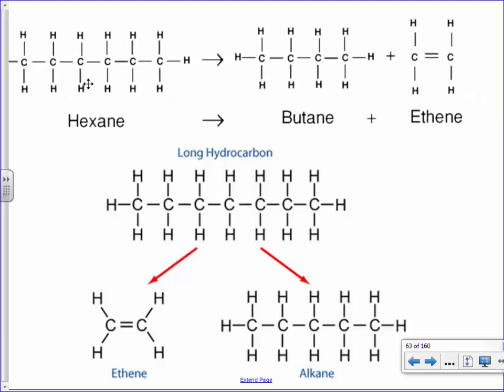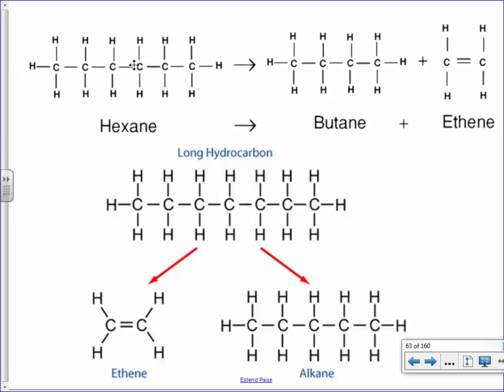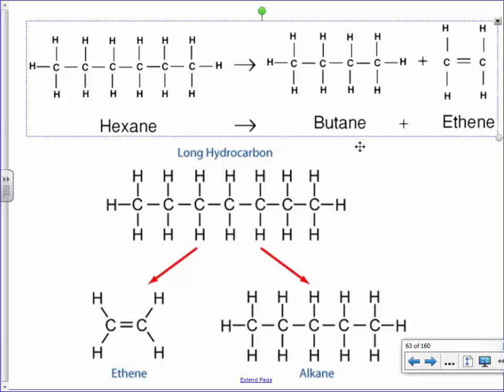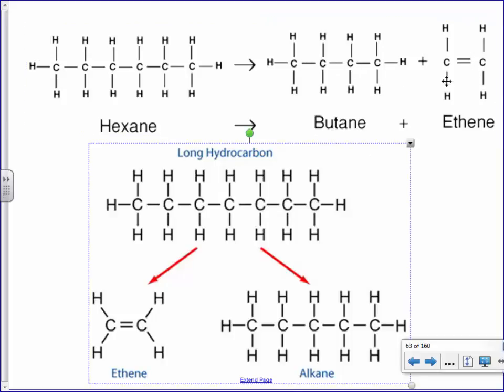Essentially, a big molecule right here, a large molecule, 6 in a row, has been broken up into a group of 4 and a group of 2. What's unique about how this works is that this 4 right here is still all single bonds, but this one right here is a double bond. Why?